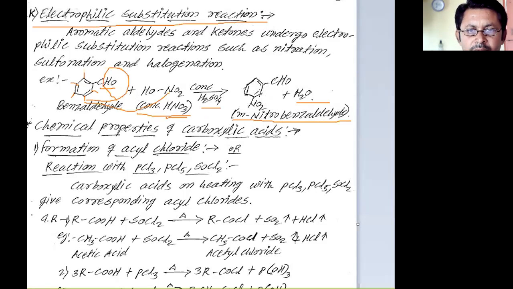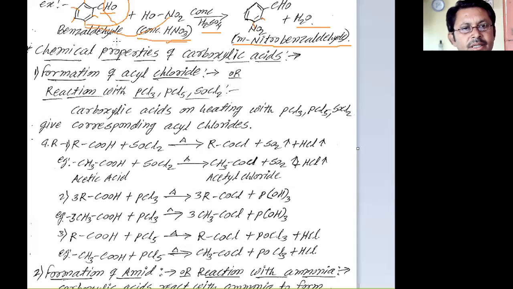The positions on benzene are ortho, meta, and para. If the nitro group is bonded at the adjacent position, that is known as the ortho position. You already know about it. At the third position, it is meta. At the fourth position, it is para. In that way, the chemical properties of aldehydes and ketones are completed.